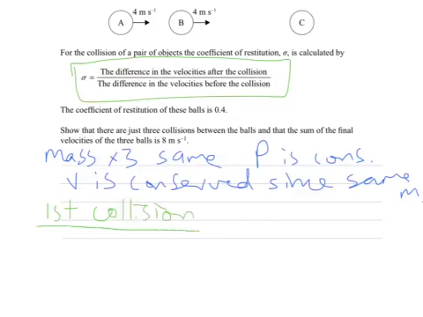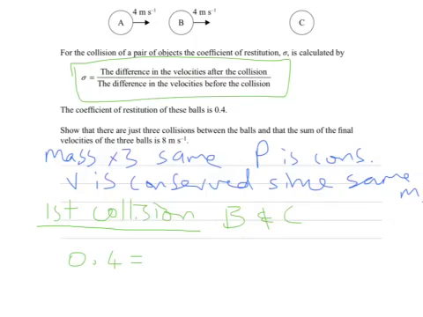So first collision: we're not going to have a collision between A and B because they're at the same velocity, so the collision must be between B and C, because B is moving and it's closer to C, and C is motionless. So for the coefficient of restitution calculation, we can put a formula together. So 0.4 equals the difference in velocities after the collision.